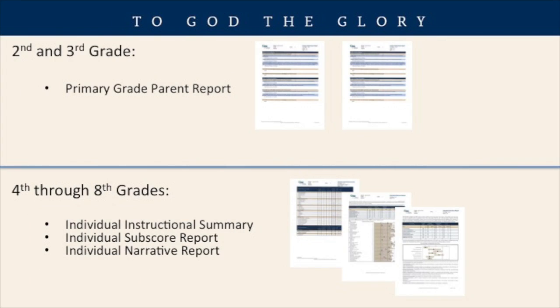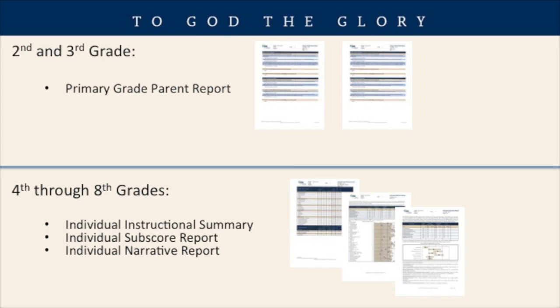So if you are the parent of a second or third grader, you will receive different reports than those who are in fourth grade and above. For second and third grade parents, you will receive what is called a primary grade parent report. Don't worry about how small these pictures are on the slide. We'll be blowing them up in a minute so you can look at them in more detail.